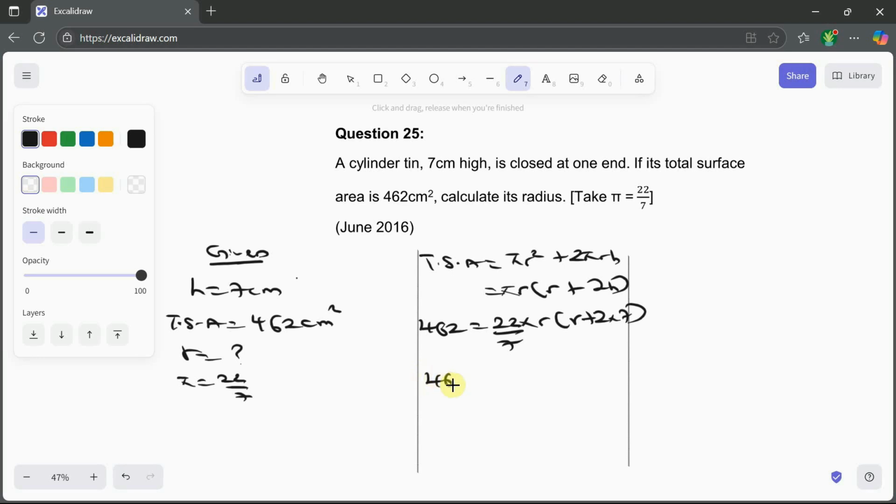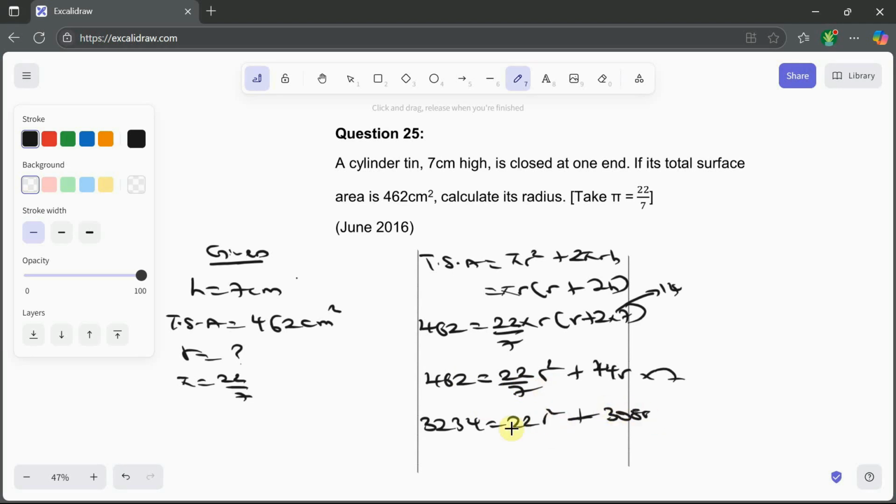Let me first resolve this. This is 14, right? So 22/7 r times r will give you 22/7 r squared, plus 22r/7 times 14 would give you 44r, right? So what can we do? I don't want this 7 to be at the bottom, so I can multiply all through by 7. So 462 times 7 will give you 3234 is equal to 22r squared plus 44 times 7 will give you 308, so that's 308r. These are also very big values.